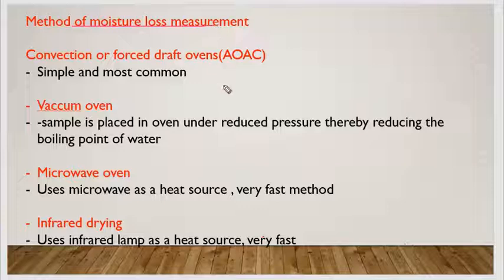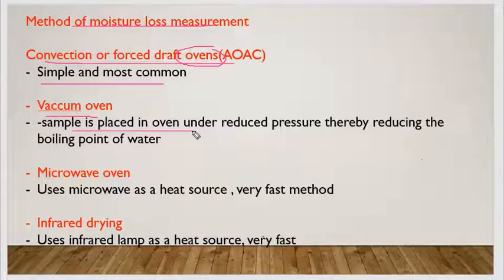So the next one is methods of moisture loss measurement. These are the scientific methods. The first one is convection or forced draft ovens, simple and most common. As the name itself says, it is the oven where the heating will be done. The next one is the vacuum oven. The sample is placed in an oven under reduced pressure, thereby reducing the boiling point of the water. So here the boiling point of the water has a major role in this process.